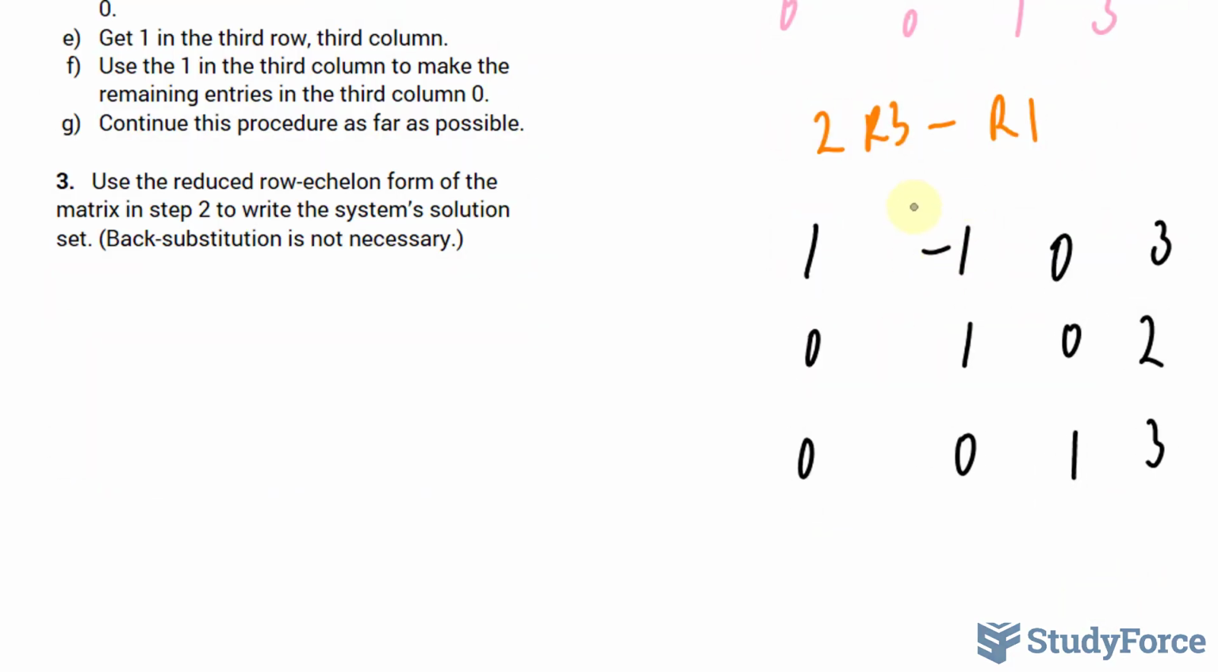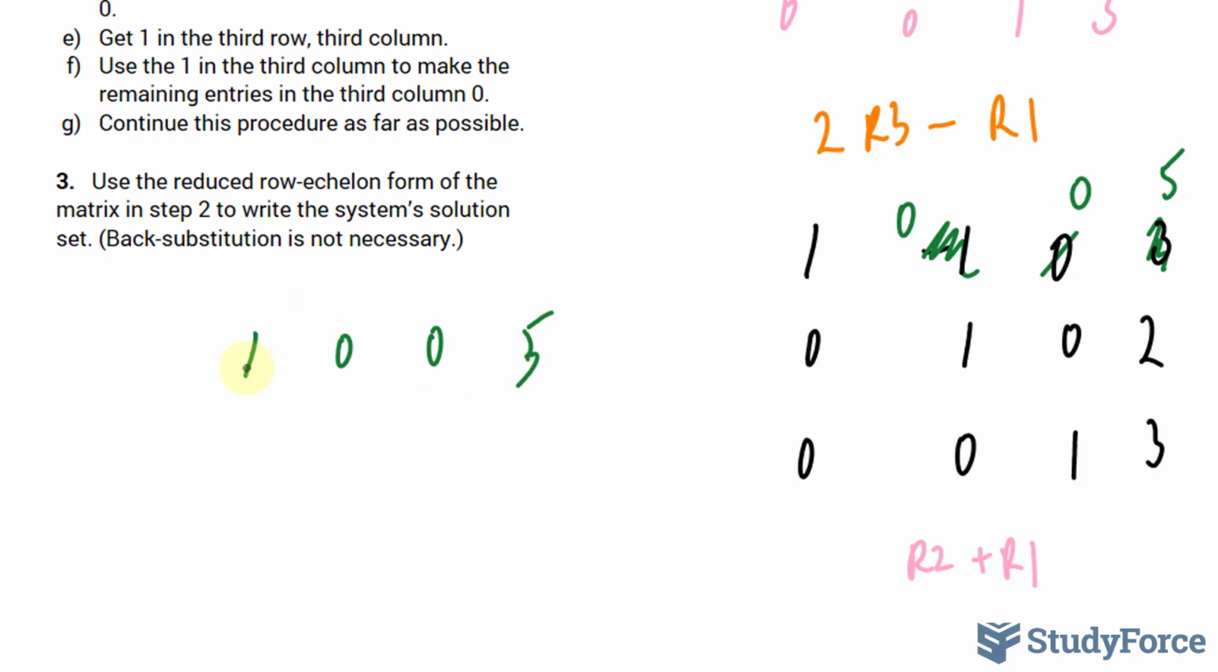We can easily do that by adding row 2 to row 1. So row 2 plus row 1. 0 plus 1 is 1. 1 plus negative 1 is 0. So this becomes a 0. That remains as 0. And 2 plus 3 is 5. So our matrix is 1, 0, 0, and 5.